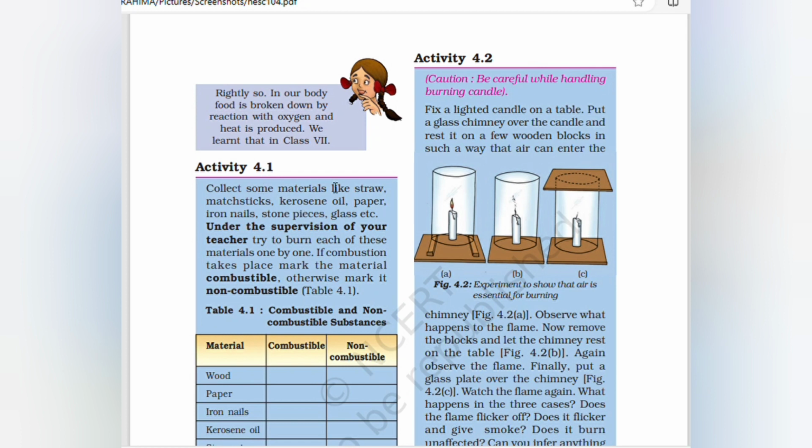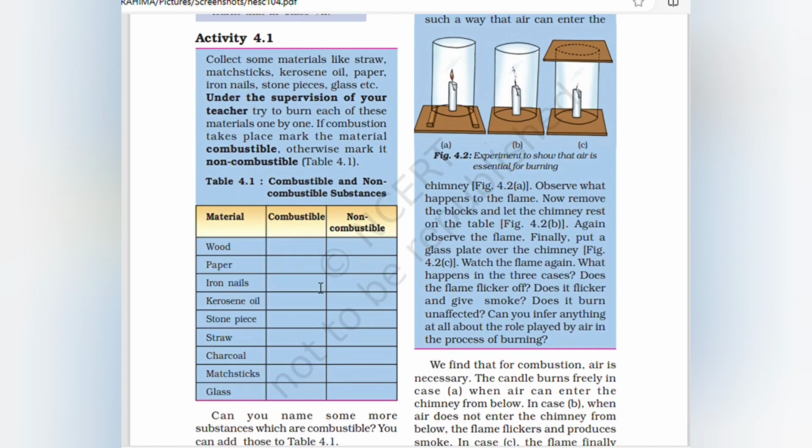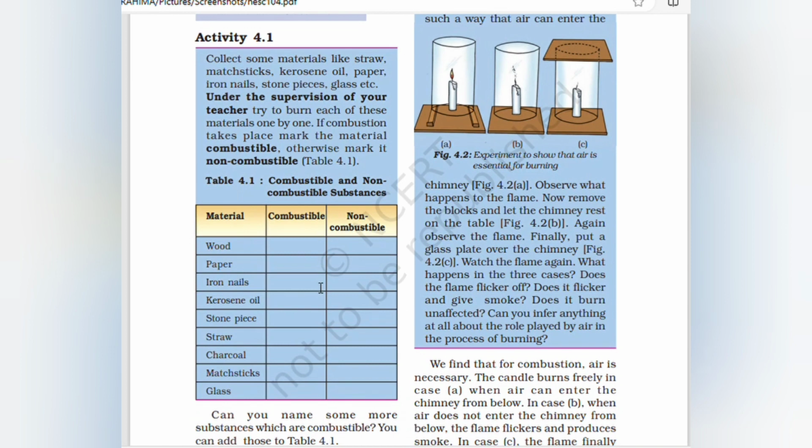Collect some materials like straw, matchsticks, kerosene oil, paper, iron nails, stone pieces, glass, etc. Under the supervision of your teacher, try to burn each of these materials one by one. If combustion takes place, mark the material combustible. Otherwise, it is non-combustible.